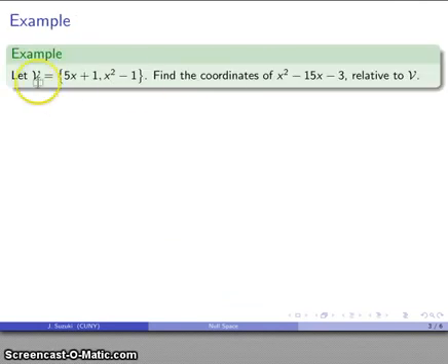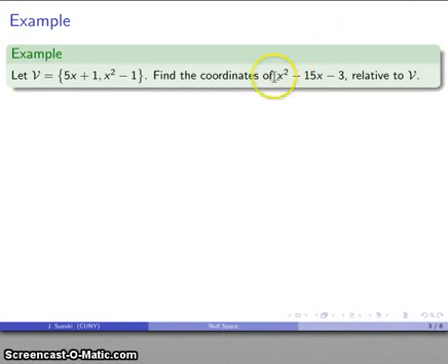So, for example, let's take my set of vectors to be 5x plus 1 and x squared minus 1. Wait a minute, aren't these polynomials? And the answer is sure, they can also be vectors. All we need to have a vector space is to have something that we can define vector addition and scalar multiplication on. I know how to add two polynomials and how to multiply a polynomial by a real number, so I could use polynomials as vectors, and I can take a couple of polynomials and talk about the vector space spanned by those polynomials.